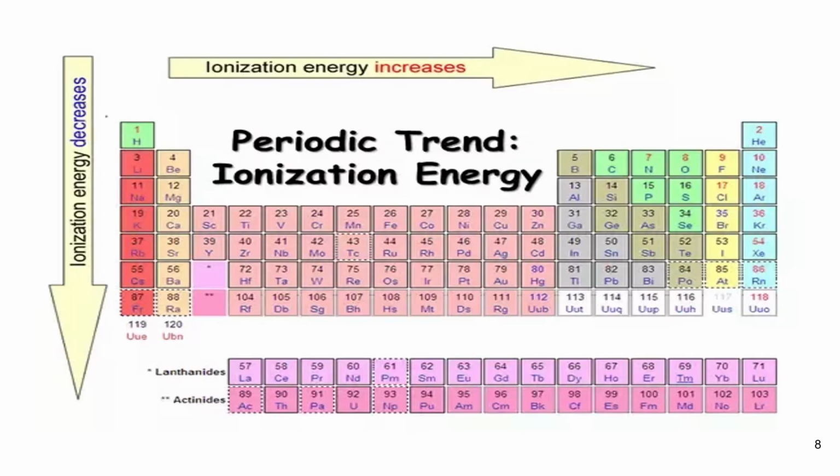Ionization energy increases across a period and then decreases going down the group. So generally, ionization energy will increase across a period. Why does it increase? This will be discussed later.